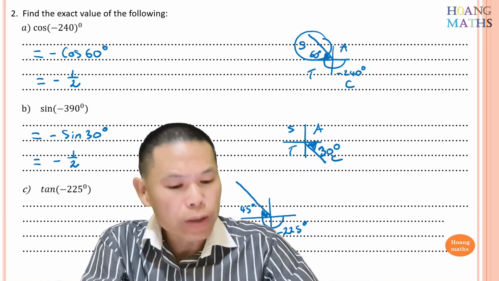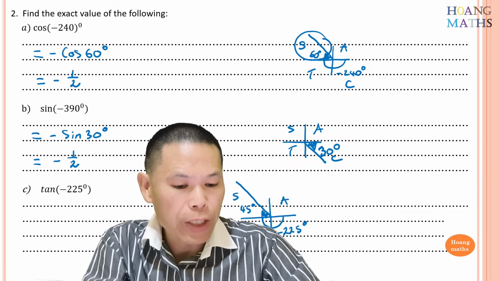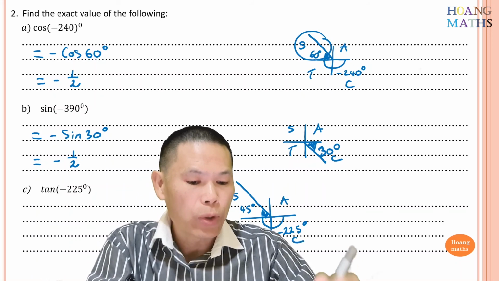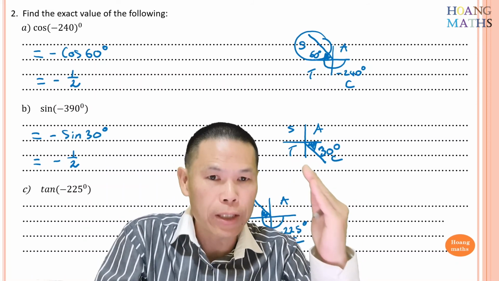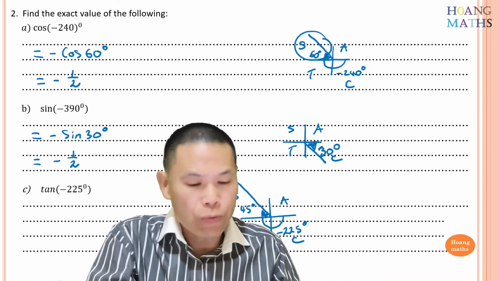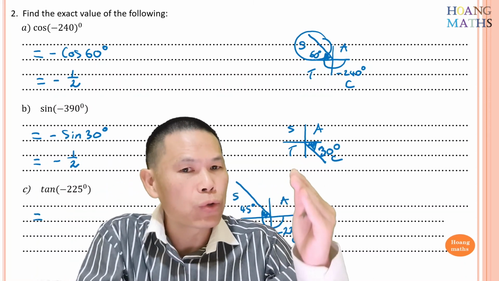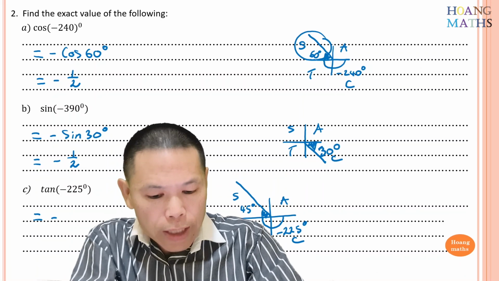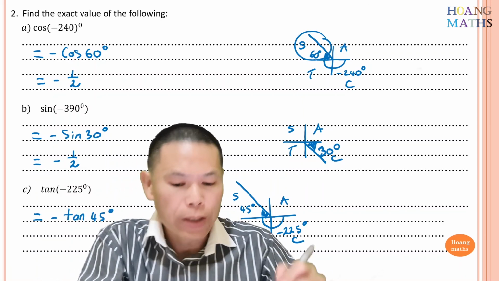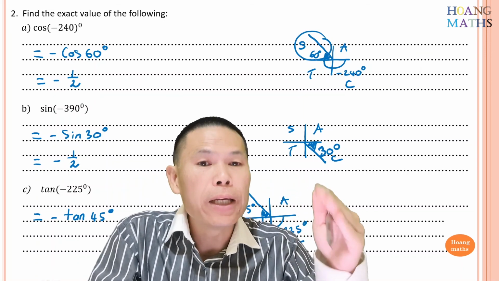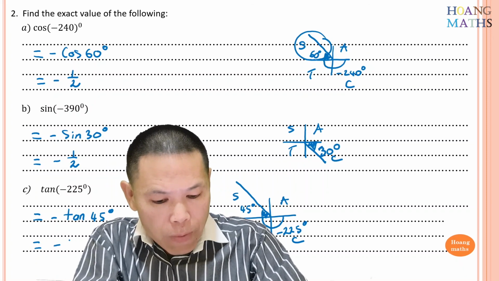So in this quadrant tan is negative, because of All Students Take Calculus. As sine is positive, every other trig ratio is negative in that quadrant. So therefore, the reference angle is 45. This means that tan of negative 225 degrees is equal to negative tan of 45 degrees. So tan of 45 degrees is equal to 1. So therefore, the answer is negative 1.